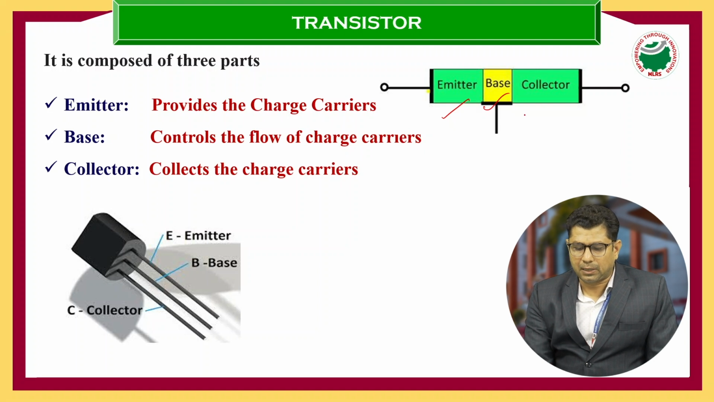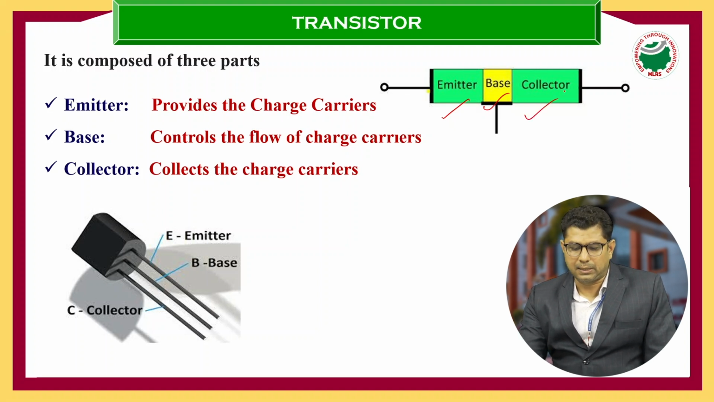Next, the third part of the transistor is called the collector. From the doping point of view, the collector doping is moderate, in between the emitter and base. Since the emitter is heavily doped and the base is lightly doped, the collector is moderately doped. The collector's function is to collect the charge carriers injected by the emitter. The base controls the flow of the charge.